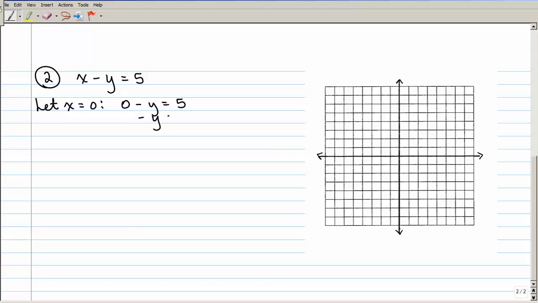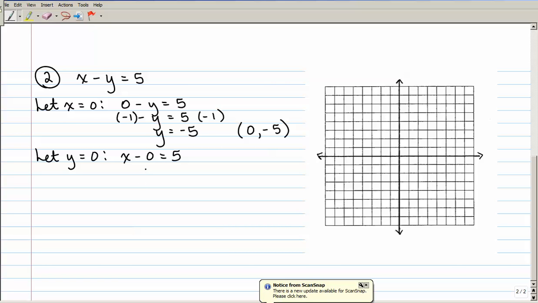So that means negative y equals 5, or multiplying both sides by a negative 1, because I don't want a negative y, I want a positive y. Y is equal to negative 5. That gives me the point 0, negative 5. Now let's let y equal 0. And plugging 0 into the original equation for y, x minus 0 equals 5, or x equals 5. When y is 0, x is 5, that gives me the point 5, 0.